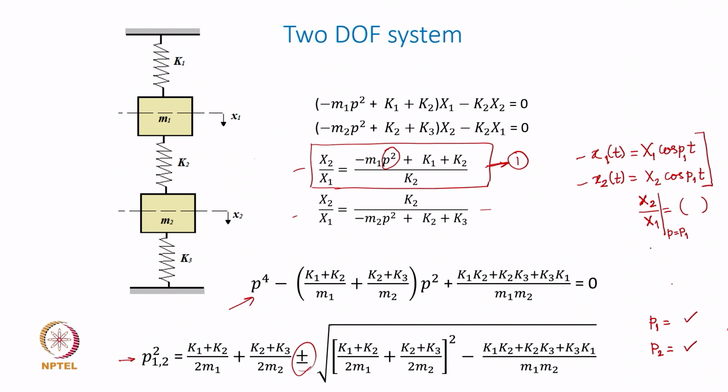When you substitute for P equal to P2, then you will get a different amplitude ratio. When you substitute P equal to P2 in expression 1, you get some other number, and that number will give you the ratio of the motion of the two masses, and that will be clear very shortly. The emphasis is on telling you the significance of this amplitude ratio that we have obtained.